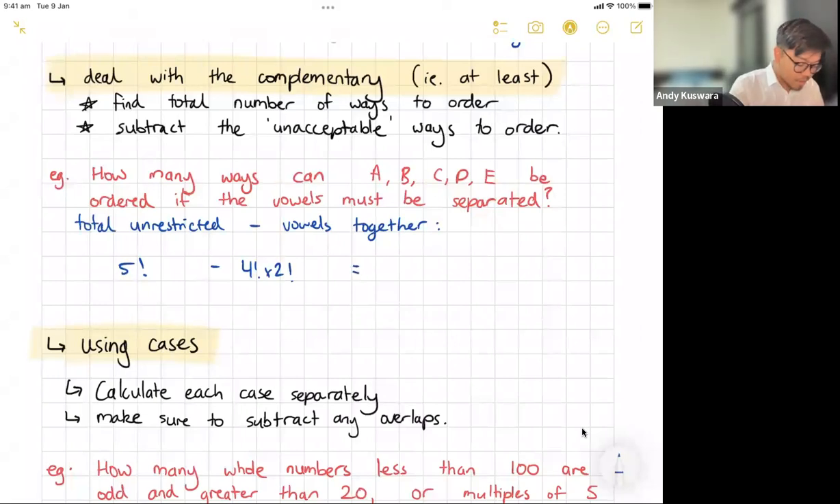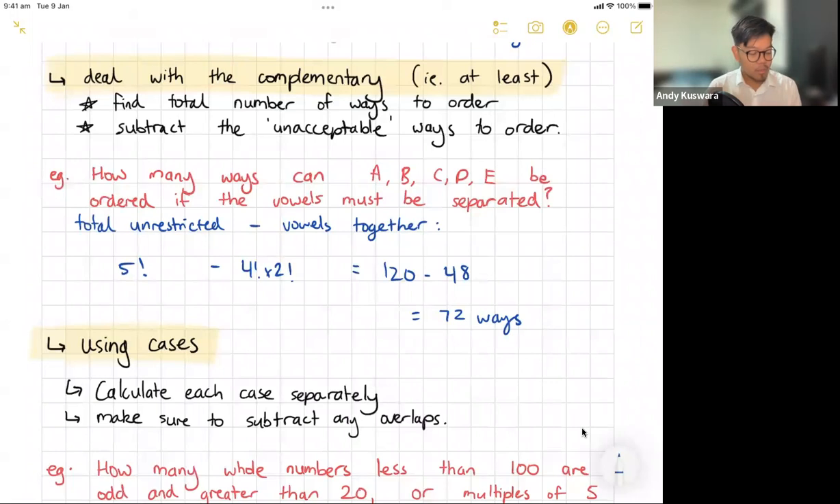And let's see if I can figure this out in my head. 5 times 4, 20, 60, 5 times 4 times 3 times 2 times 1. 120. Take away 4 times 3 times 2, 24 times 2. 120 take away 48. That should be 72 ways. Okay, if I've done the math right, that should be it. If I haven't, then whoops.